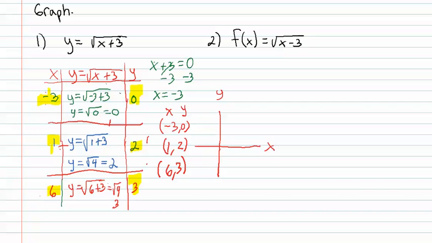So I'm going to go over -3. 1, 2, 3. That's a -3 here. And 0. So right there, that's my first point. Then I'm going to go over 1 and up 2. That's my second point. Then I'm going to go over 6. That's 1, 2, 3, 4, 5, 6, and then up 3, which is about right there.